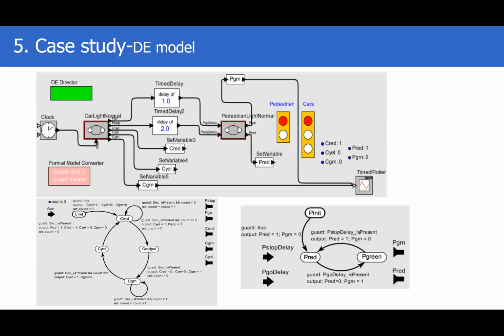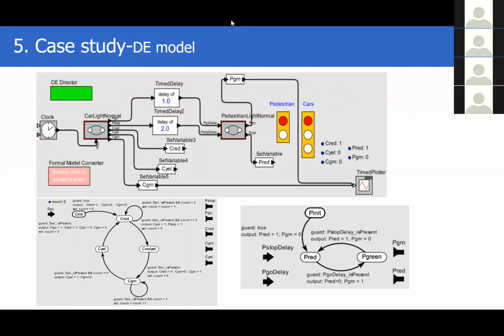This is the DE model. In Ptolemy, in this model, we have 5 actors: a clock actor, this is the car light controller, and the delay of 1 time unit. This is the delay of 2 time units, and this is the pedestrian light controller. We can see inside of this actor. It's an FSM, and this one is also an FSM. So in this example, we have 3 particular actors and 2 FSMs.